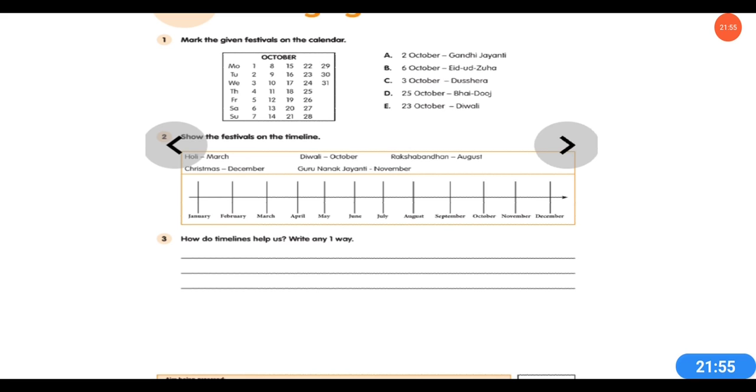Question number three. How do timelines help us? Write any one way. So what are the uses of timelines or how does it help us? Right? So you have to write at least one way.